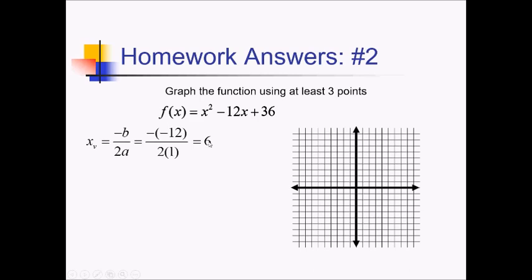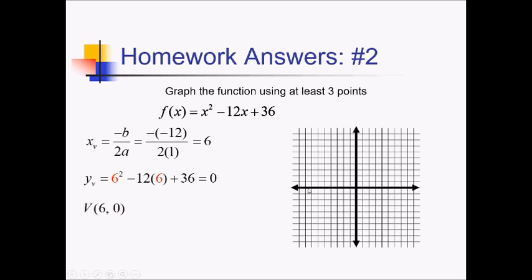And then plugging that back into the equation for x in order to find the y value, we have 36 minus, let's see here, this is 72. So 36 minus 72, that's negative 36. But now we're adding 36 again, so that's 0. So we have a vertex at 6, 0.